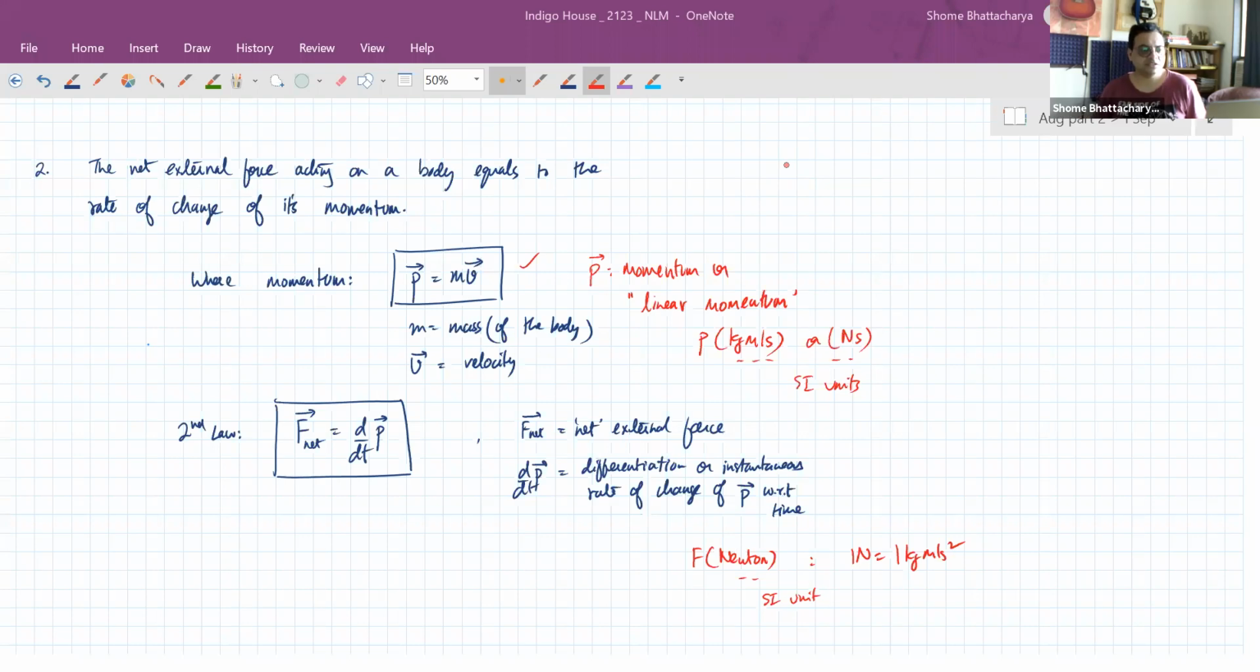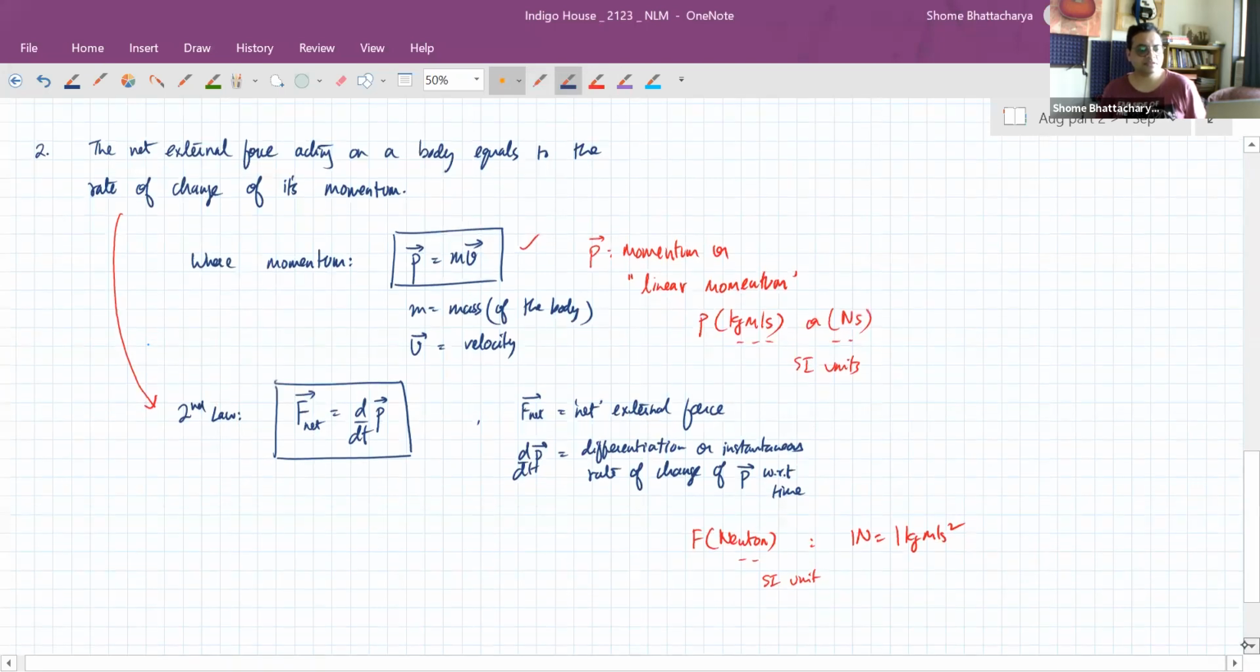Okay, so hope this definition is clear. First of all, the momentum concept is clear, and then the definition of Newton's second law. This statement converts to this formula. Now here we must understand what is meant by net external force.